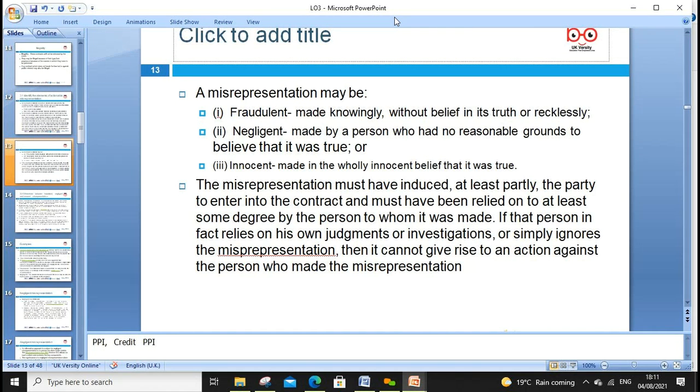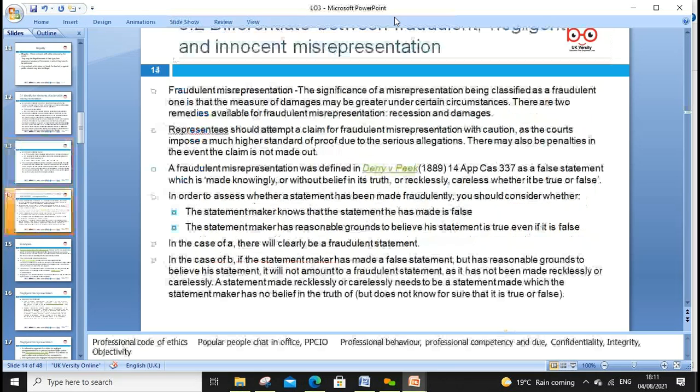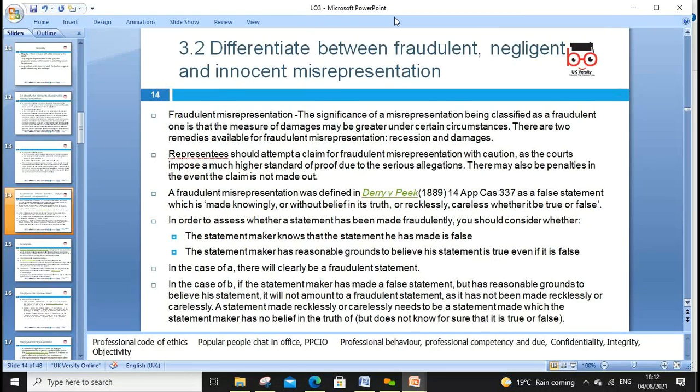Misrepresentation may be fraudulent, made knowingly, without belief in its truth, or recklessly. Negligent misrepresentation is where a person had no reasonable grounds to believe it was true. Yes, that can be, and that leads to breach of contract. Then we have 3.2, where we look at the difference between fraudulent, negligent, and innocent. Like at the top, we discussed the three misrepresentation types. Fraudulent misrepresentation: significant misrepresentation is classified as fraudulent.